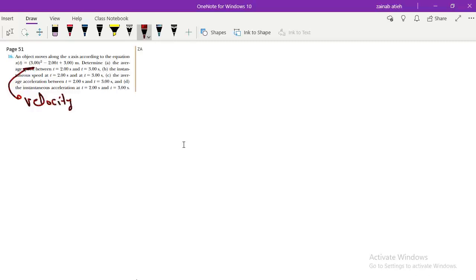Okay, so in this part it says an object moves along the x-axis according to the equation x equals 3t squared minus 2t plus 3 meter. So x equals 3t squared minus 2t plus 3. This is x. We have to find the average velocity between t equals 2 seconds and t equals 3 seconds.